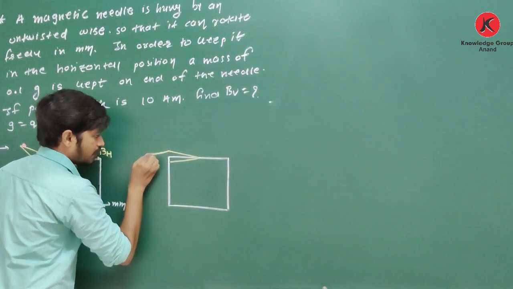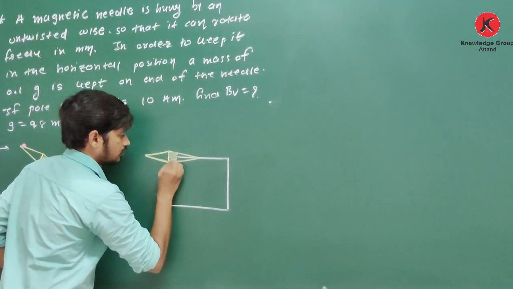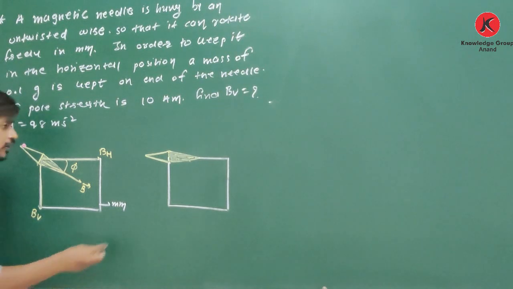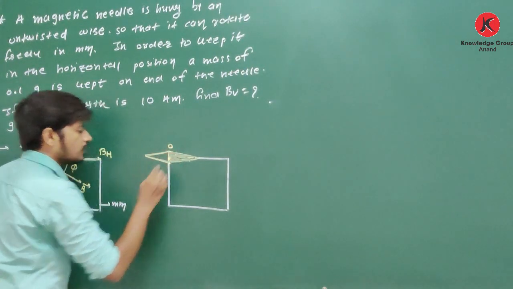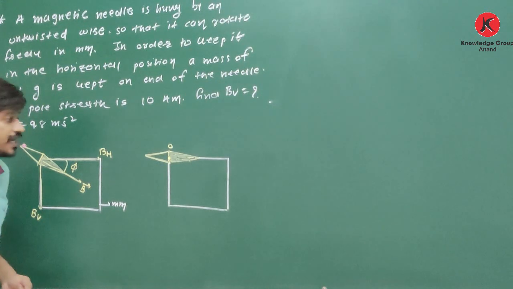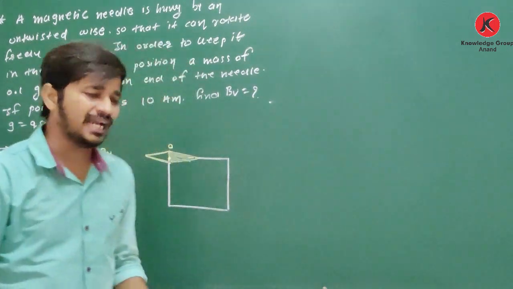This magnetic needle will align like this, in the horizontal direction. Clear about this? Let O be the center of the magnetic needle. Now we have to identify the number of forces acting on the needle.